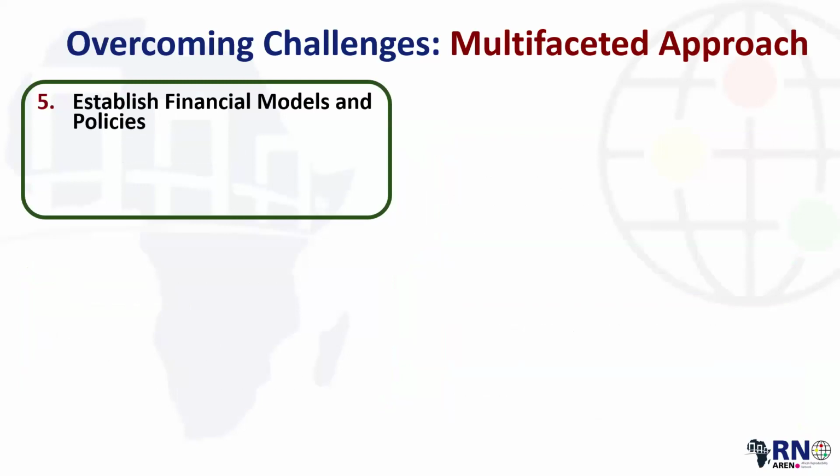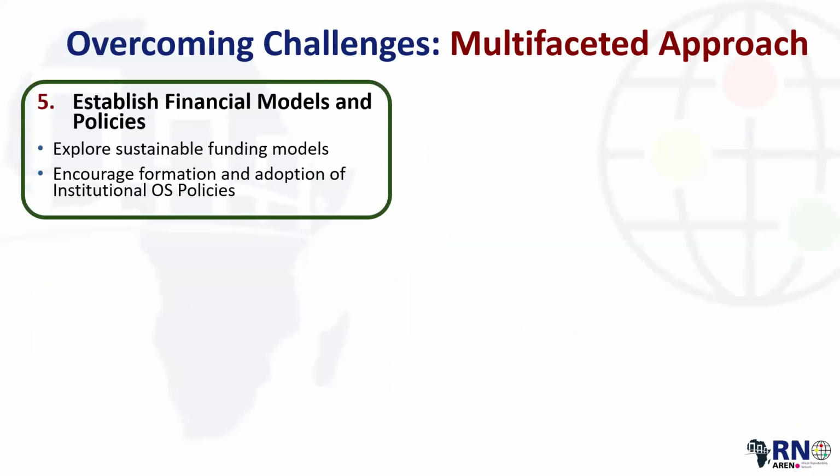Then it is also important to establish financial models and policies. The current open access publishing landscape still requires a lot of money to be paid by institutions and researchers, which is not sustainable. So the idea of repositories, the idea of preprints, the idea of policies that factor in some of these platforms is quite important to ensure there is global and holistic adoption.